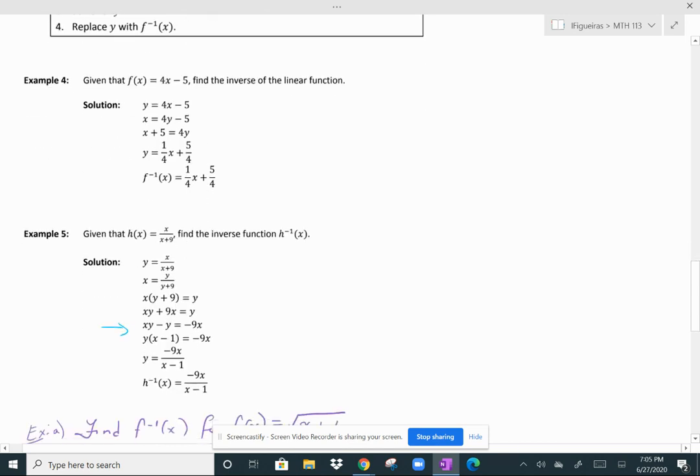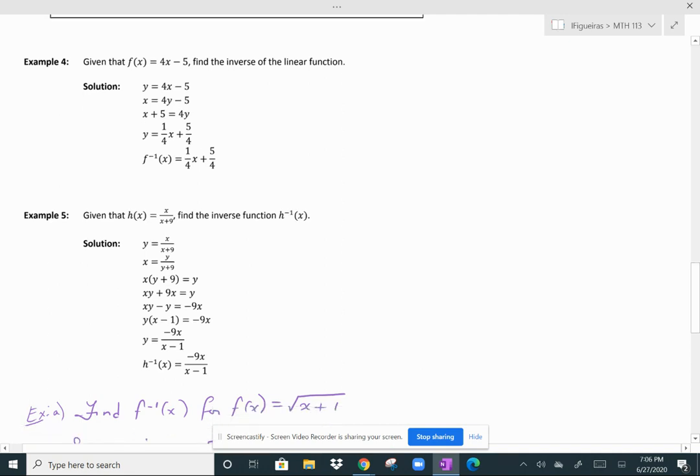Then, again, because I need to solve for y, you need to get just one y. I factored out the y from these two terms, and that leaves me with y times x minus 1, and then divide both sides by x minus 1 so that my y is alone on the left. So you get negative 9x over x minus 1, and then your final step is to replace y with h inverse. So h inverse of x is negative 9x over x minus 1.